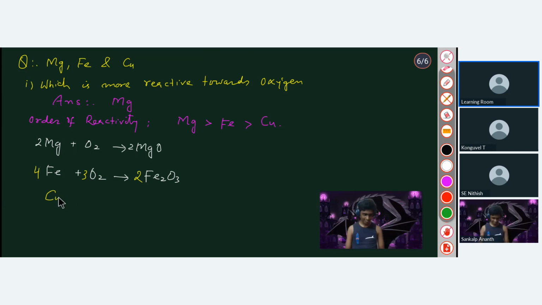Okay, now if you are having copper, it reacts with oxygen, copper oxide, that is CuO. Can you balance it? So it's so easy: 2 Cu plus O2 gives 2 CuO. Exactly. Yes, sir.